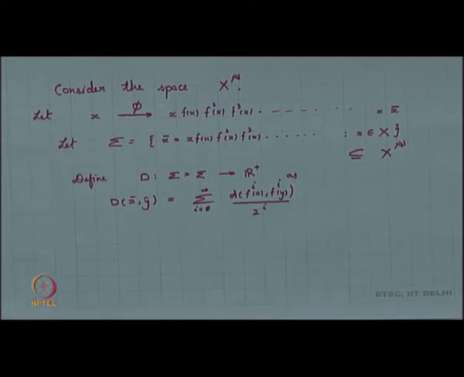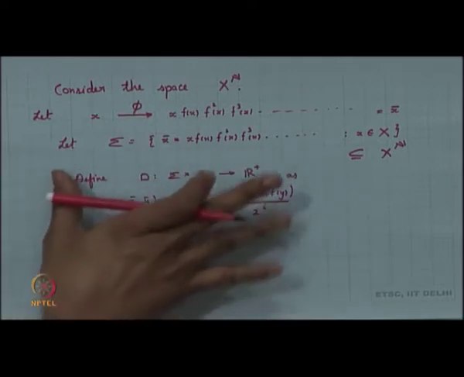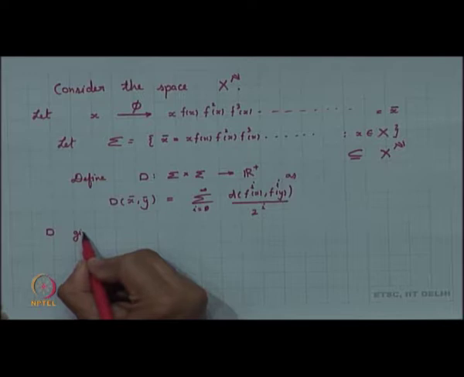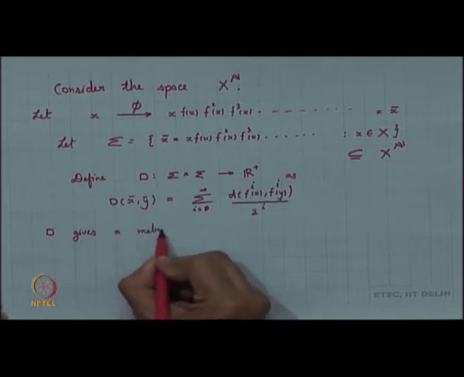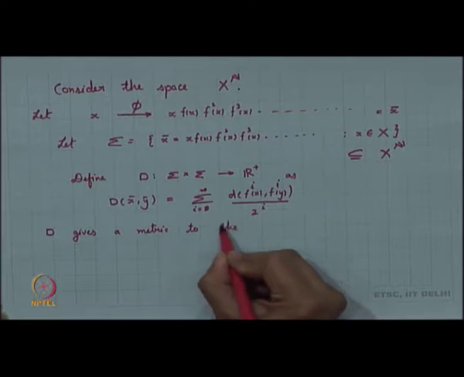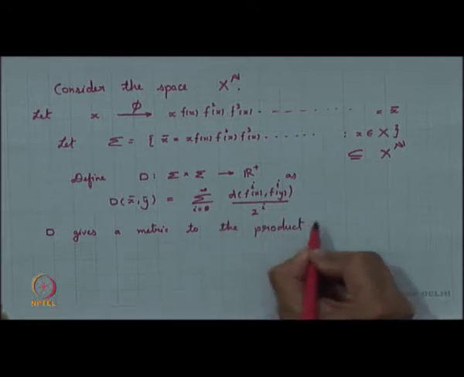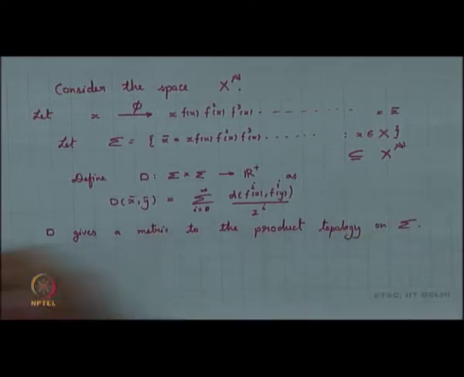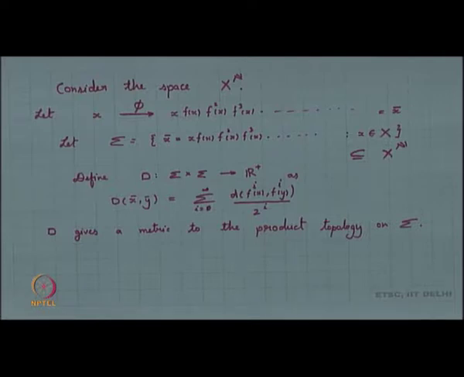Now, this D definitely gives me a metric, because it satisfies all the properties of a metric, and it will be equal to 0 only when x is equal to y, because once x is equal to y, all f i x will be the same as f i y. F is a continuous function here. So, we are using this property, we say that this happens to be a metric. So, this D gives a metric to the product topology on sigma.